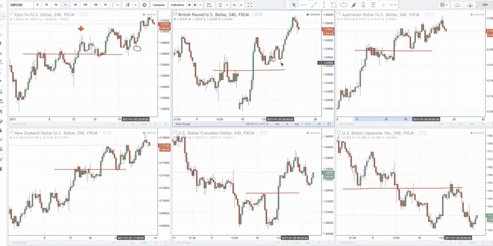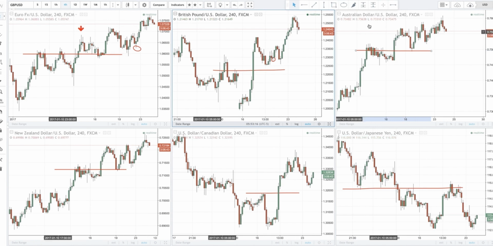What if that could have stopped you out, depending on where you put your stop losses? That could have stopped you out. Let's take a look at the one on the right side here.